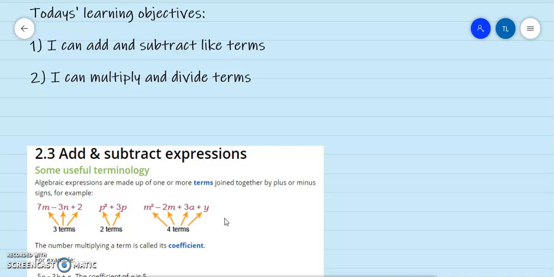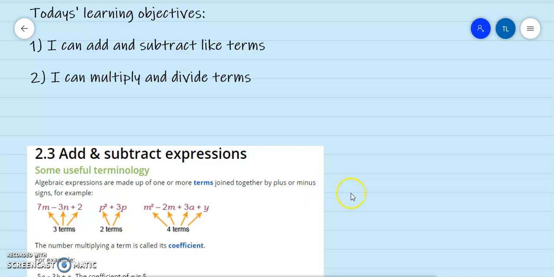For today, we are going to continue our lesson. And our topic for today is about adding and subtracting like terms, and then about multiplying and dividing terms. So today's learning objectives are: I can add and subtract like terms, and I can multiply and divide terms.